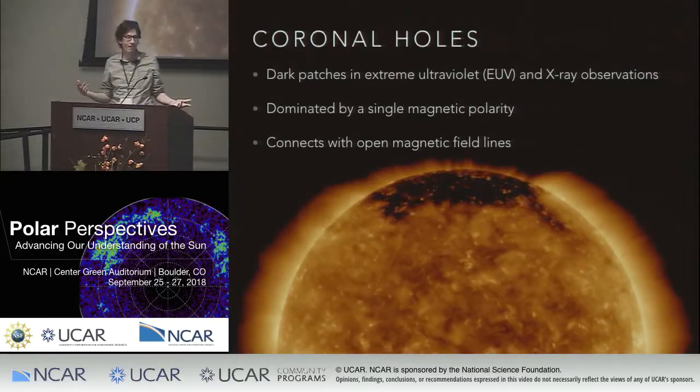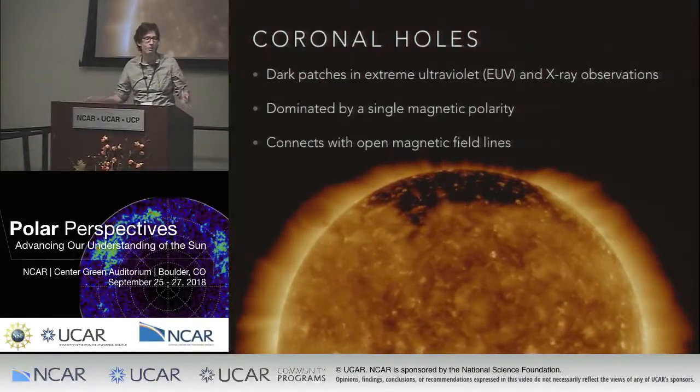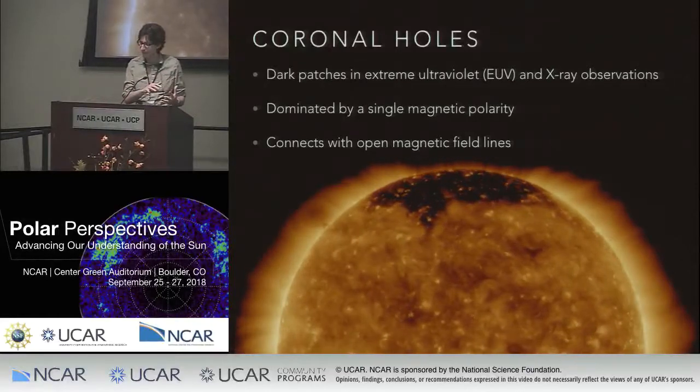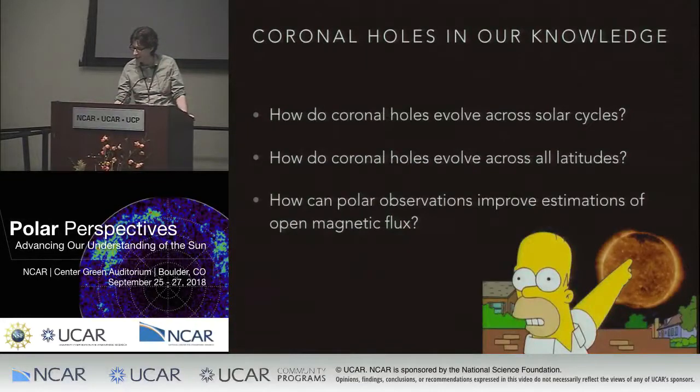We've already had a lot of good overview of what they actually are. Dark patches in EUV and X-ray. They're dominated by a single underlying magnetic polarity, and they connect with open field lines, so they say. Coronal holes in our knowledge. One of the goals I had, or several of the goals I had going into this, was to understand how coronal holes evolve across solar cycles, how they evolve across all latitudes, not just polar ones, not just equatorial coronal holes, but across the entire sun. And then how can we use these polar observations to improve estimations of open magnetic flux?